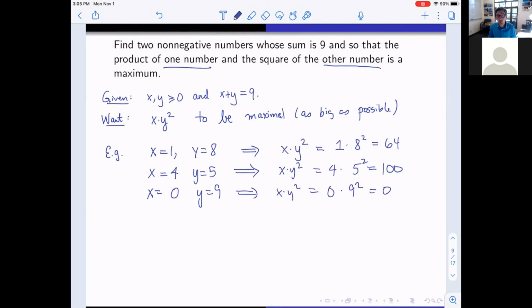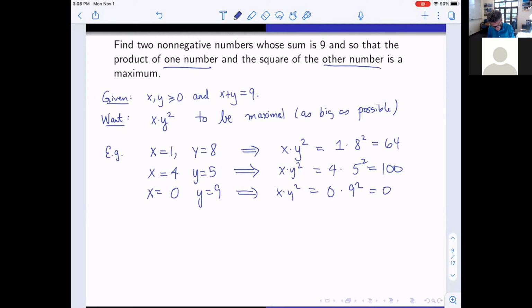And so what I might recommend is just pause the video right now and explore with some numbers on your own to see how big you can get this x times y squared to be, and see what you think. All right, so I hope you paused the video. I hope you tried some numbers and maybe have a guess as to what may or may not work.